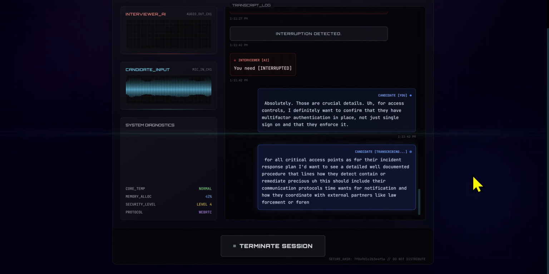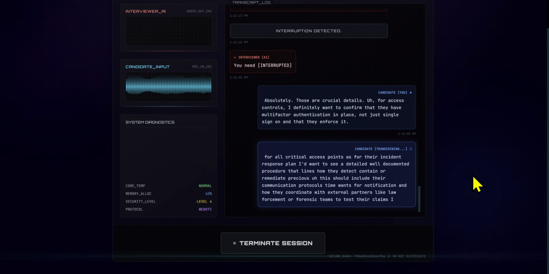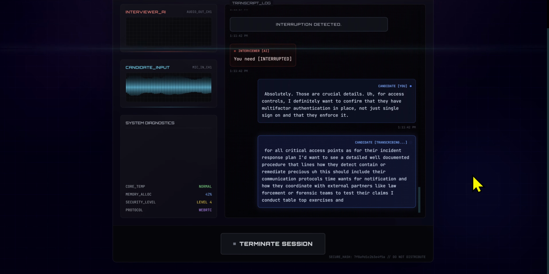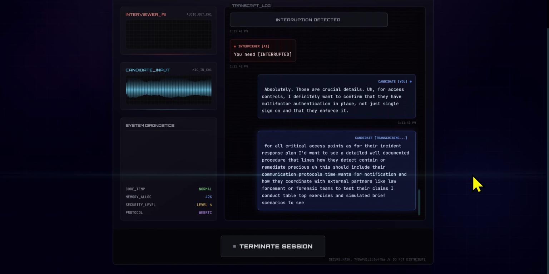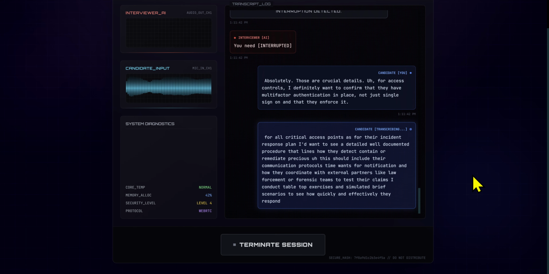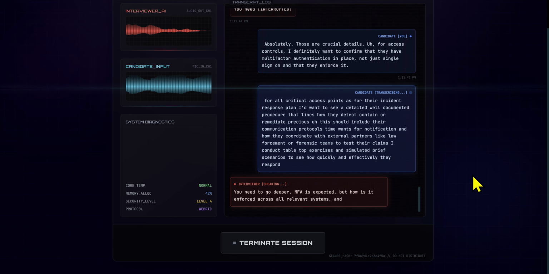To test their claims, I conduct tabletop exercises and simulated breach scenarios to see how quickly and effectively they respond. We could also review their incident logs and conduct deeper interviews of their response team.